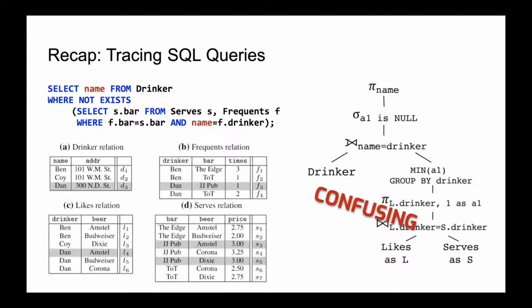And as you can see, SQL queries can be very difficult to visualize. On the right side, we have this query, select name from drinker, etc. And on the left side is a tree, manually drawn, and it's just very confusing, with these tables. Overall, it's just hard to understand without a proper debugger.